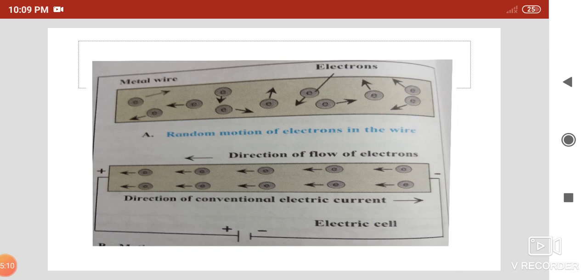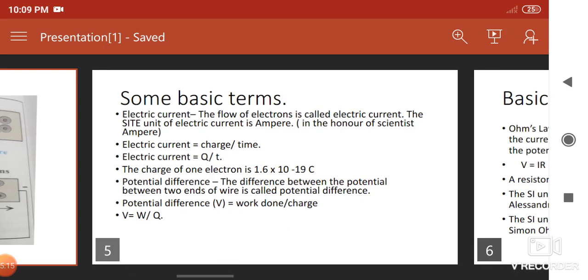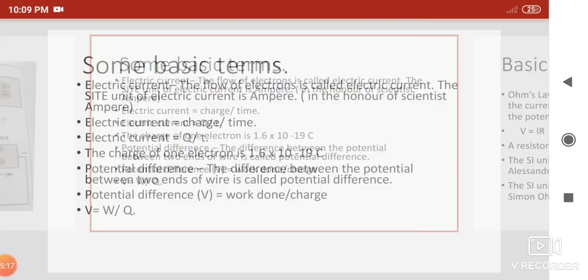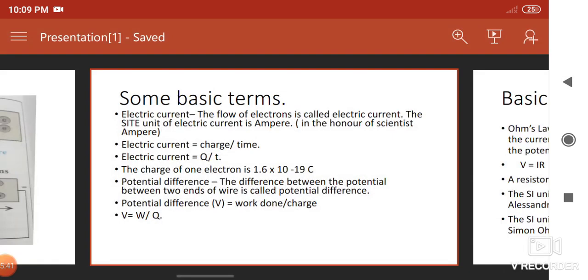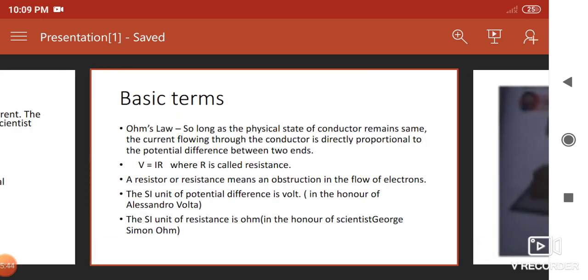We can define potential difference as the work done to carry a unit positive charge from one point to another. So when a unit charge is carried from one point to another, whatever work is done is called the potential difference. So potential difference is equal to work done upon total charge transferred, V equals W upon Q.